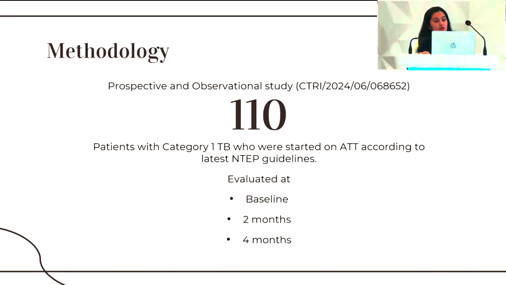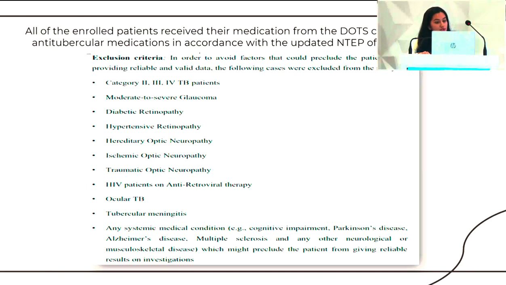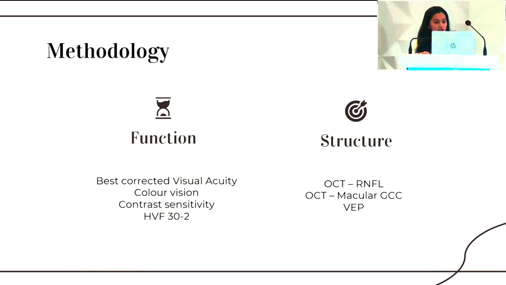Moving on to methods, it was a prospective and observational study involving 110 patients who were diagnosed with primary TB and started on antituberculous therapy. They were evaluated at baseline, 2 months, and 4 months. The sample size calculation is as shown. All the enrolled patients received their medication from a single DOT center, doing away with any manufacturer bias by ensuring that all the patients received the same potency drug. The exclusion criteria is as shown.